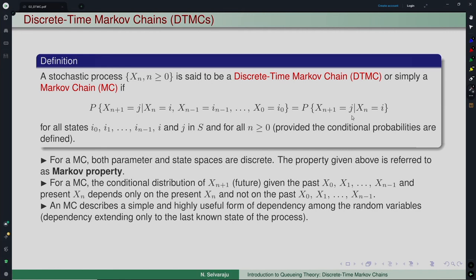Even if it does not really hold, that the process is independent of the past, in many analyses you tend to start with such an assumption that only the present matters for the future, not what happened in the past. So, this is the Markov chain, the definition.